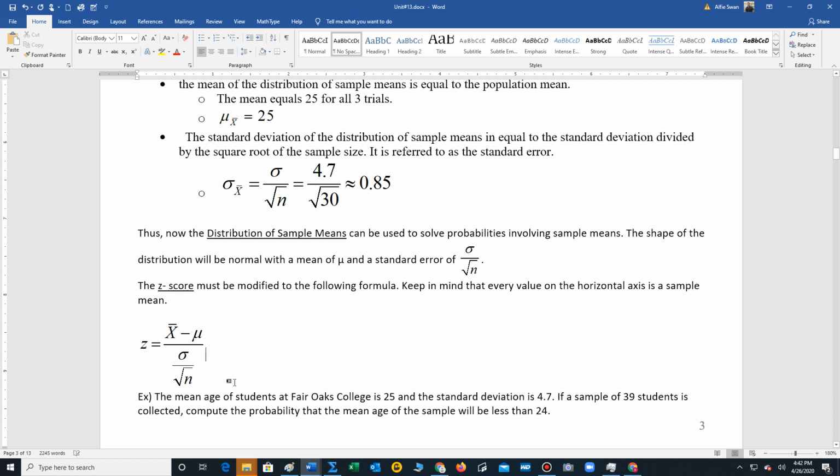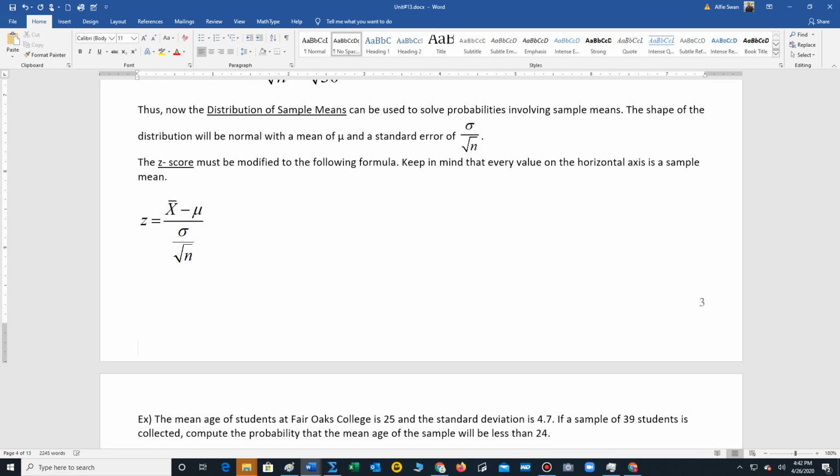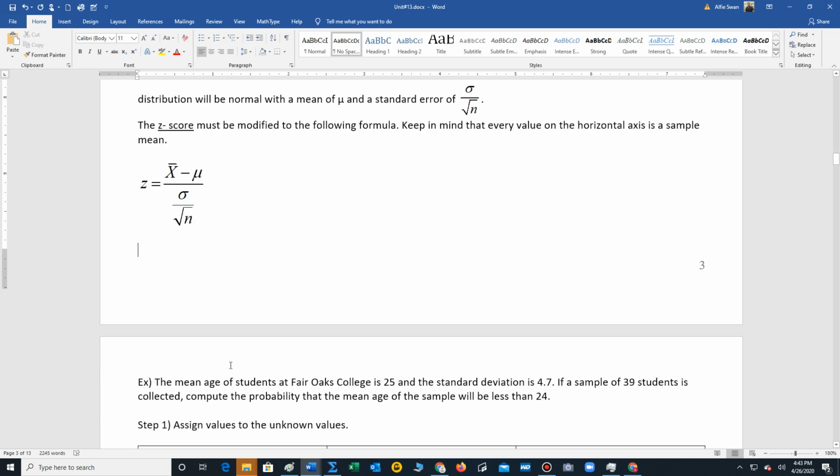So we have to modify our z-score. We have a new formula for the z-score when we work with the distribution of sample means. The z-score is x bar minus mu divided by, so that's just similar to our previous z-score formula. It's like x minus mu over sigma, but now each value is an x bar value, and we don't have sigma because sigma is now sigma over radical n. So this is our new z-score formula that we're going to work with.